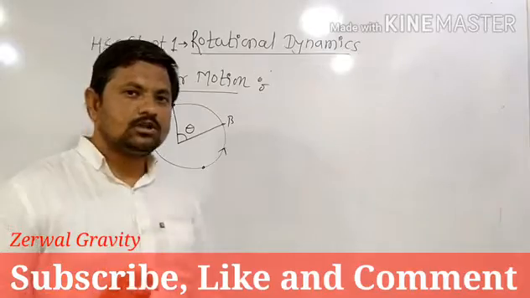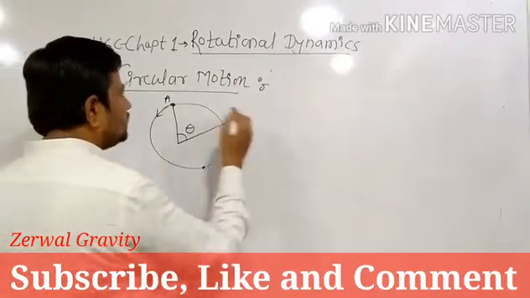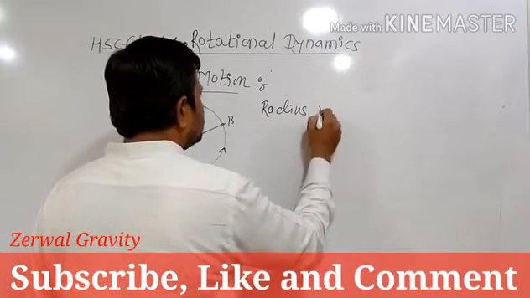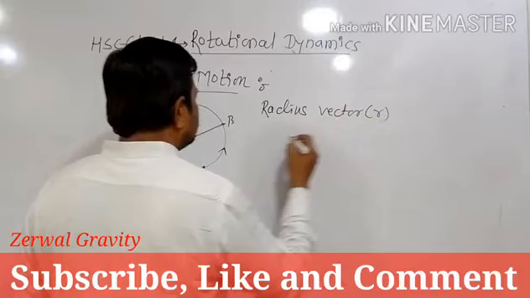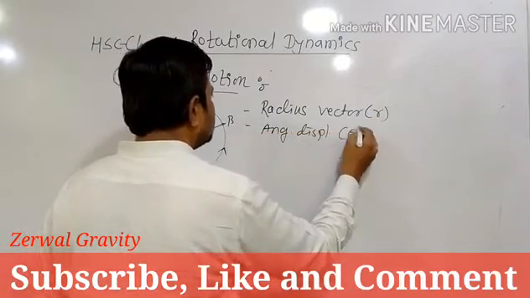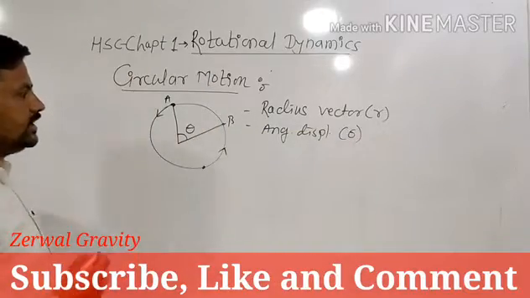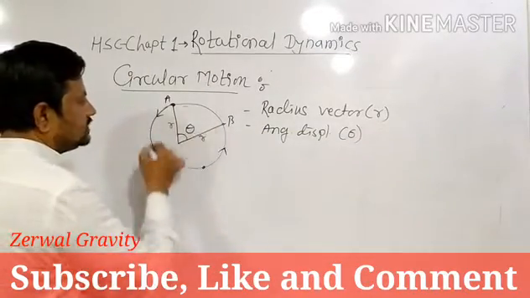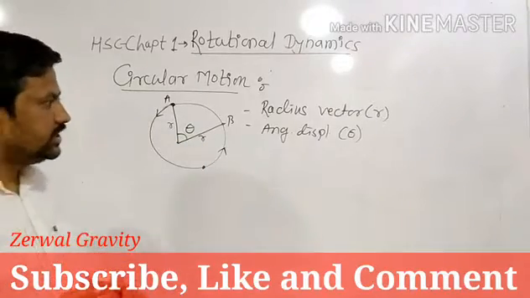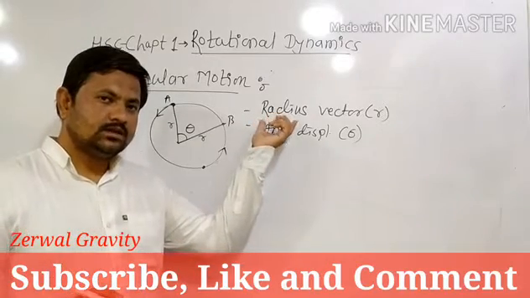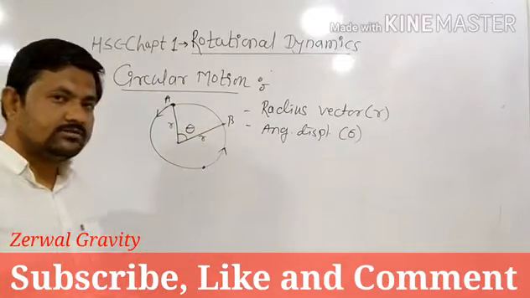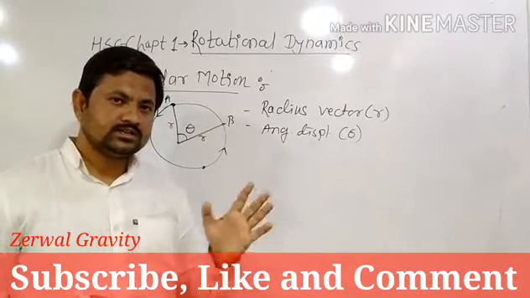When we explain circular motion, we have to know about the basic terms. The first is the radius vector, generally denoted by r, and the second is the angular displacement, which is denoted by theta. What is r, the radius vector? Here the radius of this circle is generally called the radius vector. So what is the definition of radius vector? In the examination, a question may be asked for 1 or 2 marks: what is radius vector, state its unit.